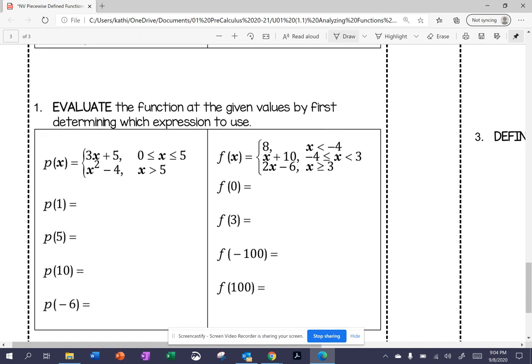Evaluate the function at the given value by first determining which expression to use. So I am deciding which equation to use based on what my value of x is. I'm looking at the first one, where it says p at 1. I know 1 is in the first interval, so I'm going to use the first equation and substitute 1 in for x. So 3 times 1 is 3, plus 5 is 8.